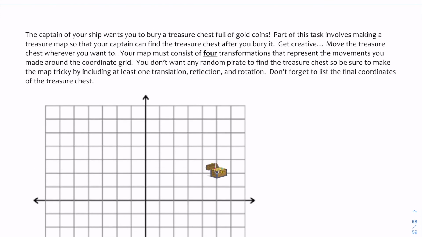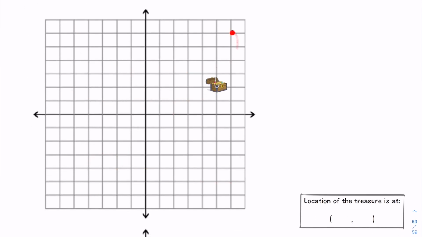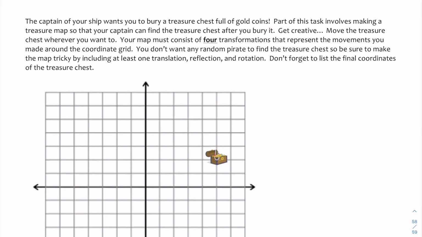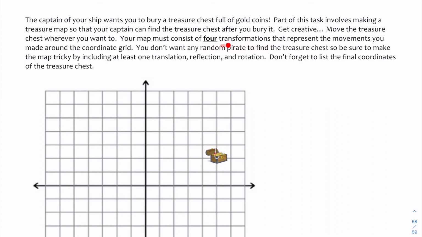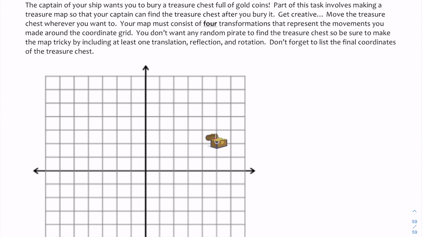Then this one, the captain of your ship wants you to bury a treasure chest full of gold coins. Part of this task involves making a treasure map so that your captain can find the treasure chest after you bury it. So you're going to move this all around. You want to go everywhere, wherever you can, and then make it not too complicated, but make it a reflection, a rotation, translation, mix them up. You want 4 transformations. Again, the easiest one to end with is a translation, just because it makes it easier. You can do any one of them, translation, reflection, or rotation.